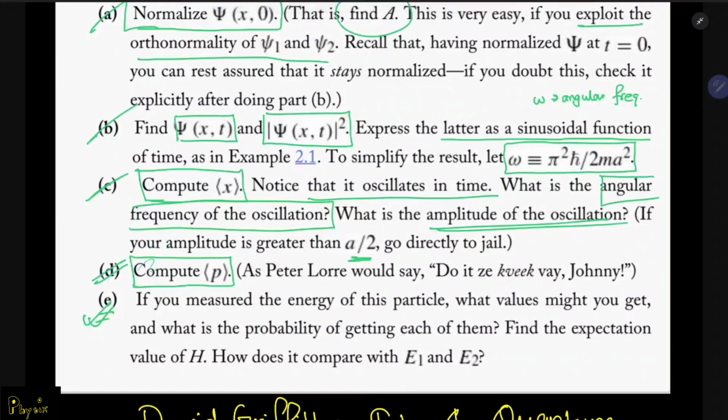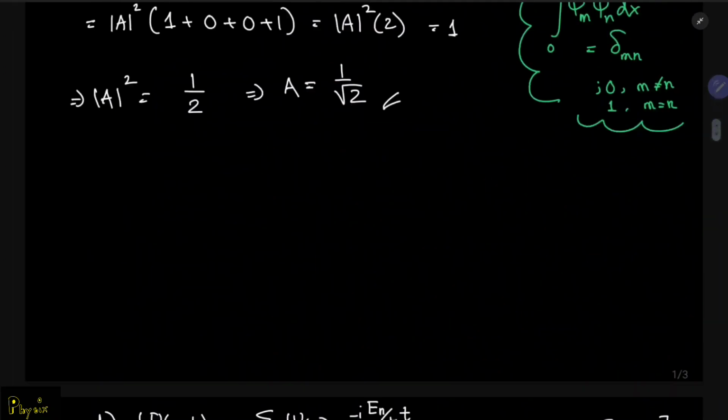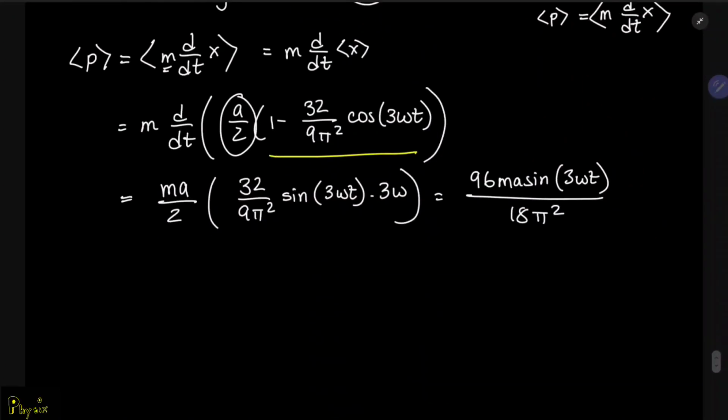And lastly, the last problem tells us that if you measure the energy of this particle, what values might you get, and what is the probability of getting each of them? And lastly, it tells us also to find the expectation value of H, which is the Hamiltonian. All right. So since we know that our wave function, which is psi, is a psi 1 plus a psi 2, we know for sure that it has energies E1 and E2, right? Because the stationary states are those of n is equal to 1 and n is equal to 2.